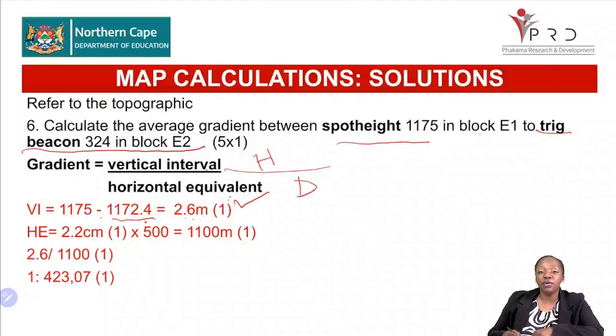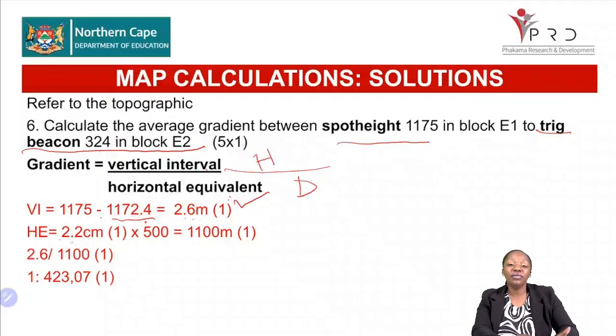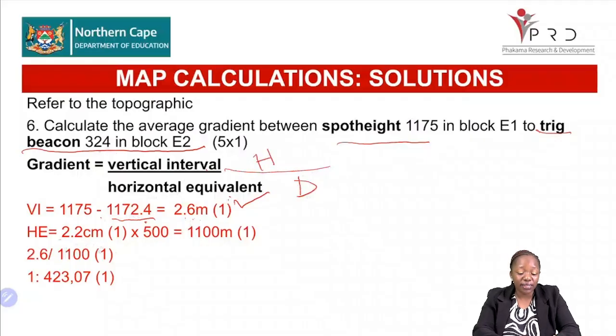Should there be no dot on the map, you place it at the first number. Then your trig beacon 324, you put it inside the triangle. You do not put it on the number of the spot height, but inside your triangle. So you are going to get 2,2 centimeters. Some can get 2,1, some can get 2,3.